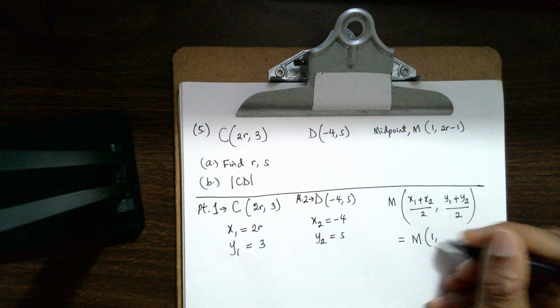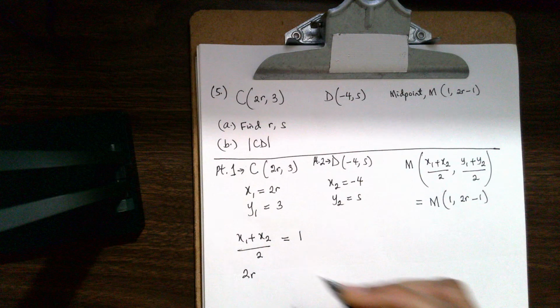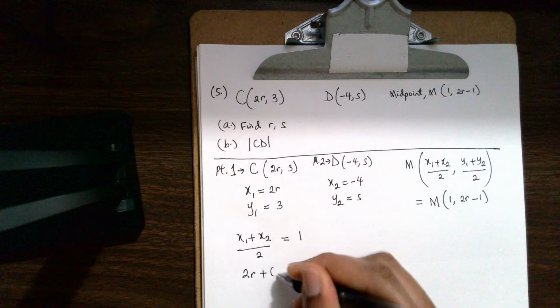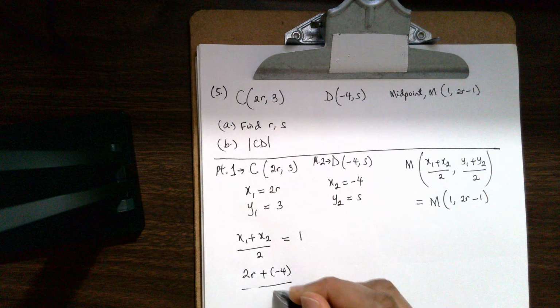This is 1, this is 2r minus 1. Let's start with the x coordinates. We have that x1 plus x2 over 2 is equal to 1. So our x1 is 2r plus -4, since x2 is -4. Then divided by 2 will give us 1.